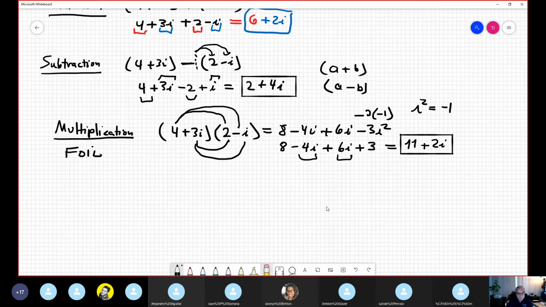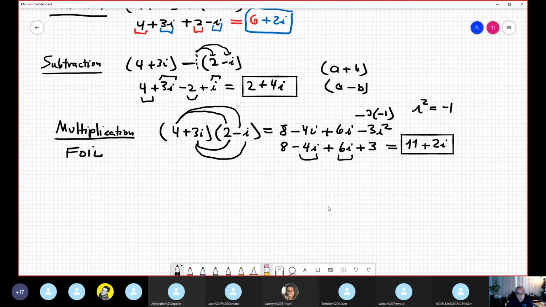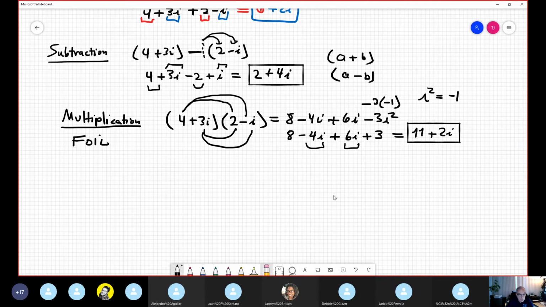11 plus 2i. Okay, that's it. No, because we have another example of multiplication that is very, very important, which is when you multiply conjugates.